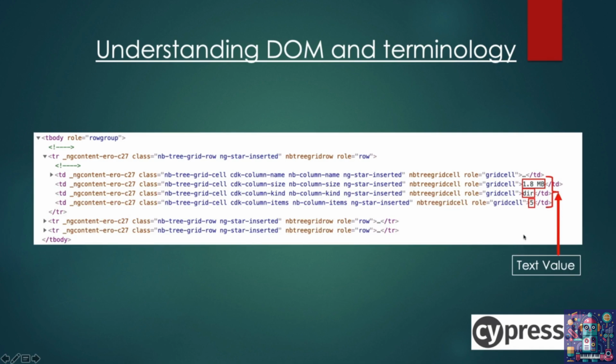The values in between angle braces, in this example 1.8 MB, dir, or 5, are the regular text value. So everything you see on the web page as text is usually located in between the angle braces. Why do I say usually? Because not always. Sometimes this text can be hidden in the properties of the browser, and we will talk about this later, and how to work with the properties and how to get the values and assert the values from the properties. But in most of the cases, all the text you see on the web page is located in between the angle braces of HTML tags.